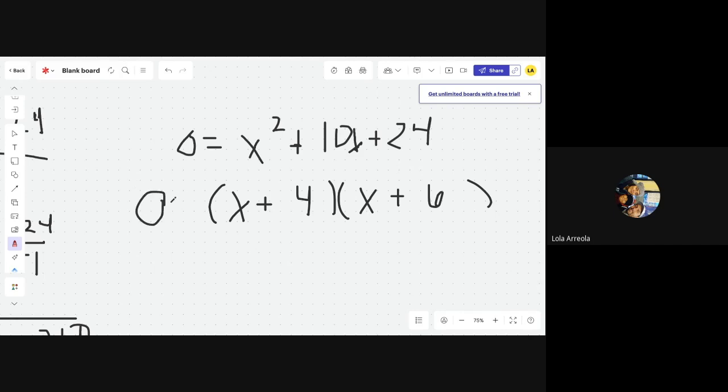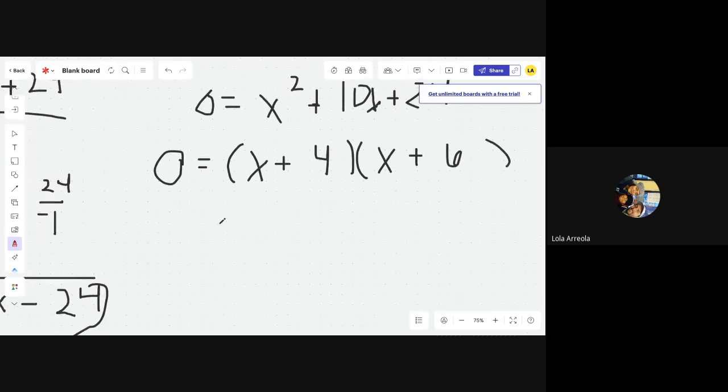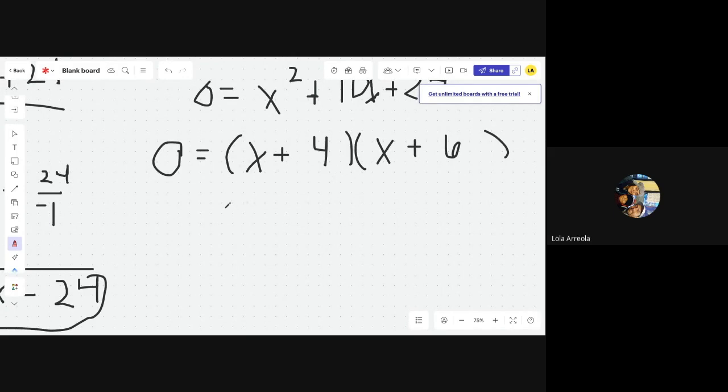So now that I'm able to factor this out, I can set each factor to 0. So I basically have x plus 4 equals 0, and I have x plus 6 equal to 0.